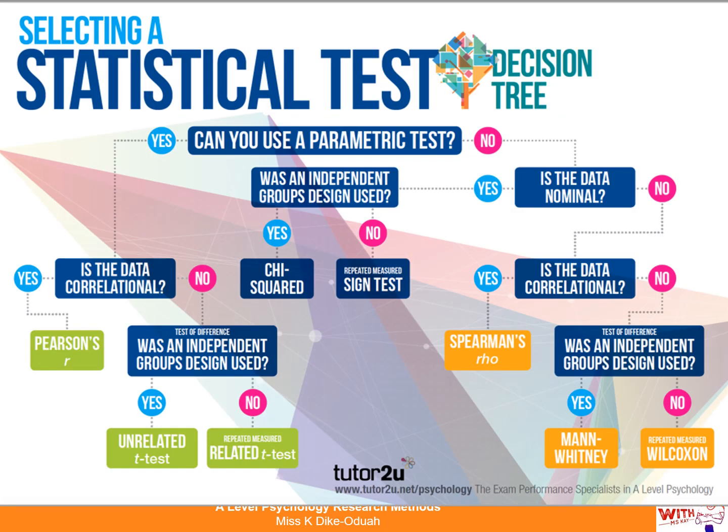So back to this handy flowchart again, and I just want us to engage in a particular activity. If I highlight a particular statistical test and I say to you, can you tell me when we would use Spearman's Rho? I would expect you to use your flowchart and say, well, we'll use Spearman's Rho when the data is correlational. We'll also use it if our data is ordinal, because the data is not interval and it's not nominal. If I was to also ask you, when would we use an unrelated t-test? You would say to me, Miss, we use it if an independent groups design was used. We also use it if our data is parametric. And we also use it if it is a test of difference.